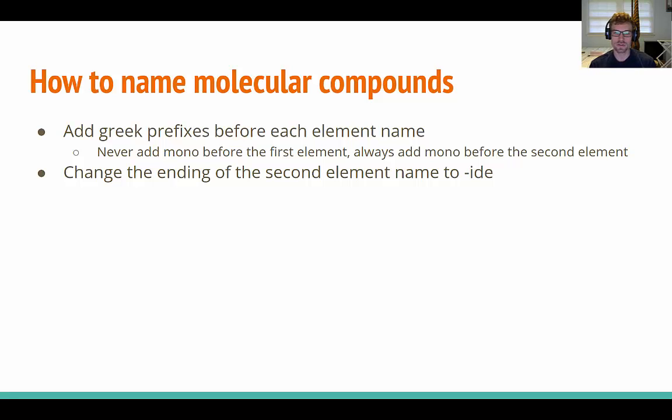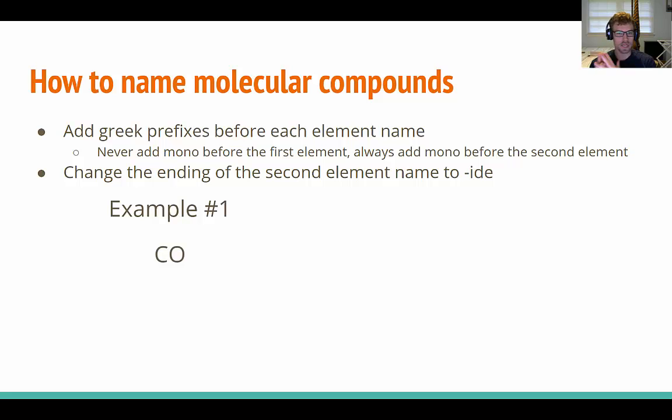The second thing we need to do, just like we did with the ionic compounds, is change the ending of the second element name to IDE. Okay, so you still have to go with that IDE ending on that second element, but because these are all nonmetals, it's not that we're specifically putting it on the nonmetal, we're just always going to put it on the second one. So let's take a look at a couple examples.